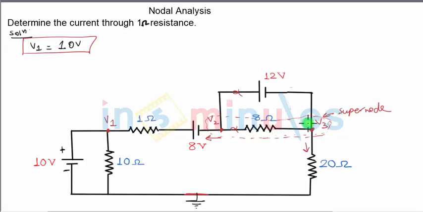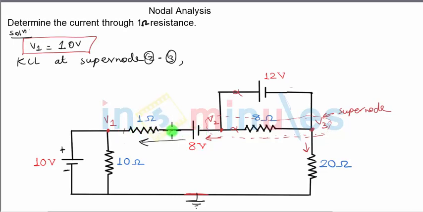So let me write this KCL equation now. KCL at supernode 2 and 3. First current is towards left. Now here we have to be a little careful because this is the current flowing through 1 ohm resistance towards the left hand side direction. This particular current will be nothing but potential difference across 1 ohm upon resistance 1 ohm.